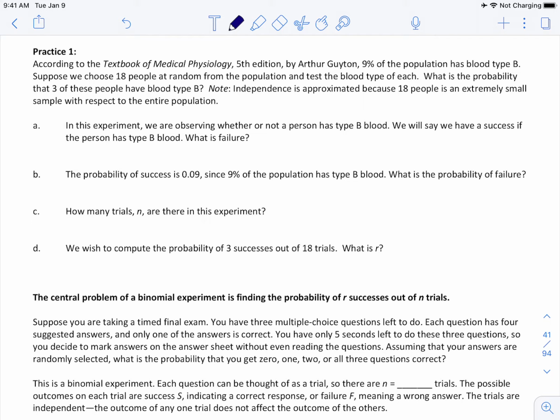So A says, in this experiment, we are observing whether or not a person has type B blood. We will say we have a success if the person has type B blood. What is a failure? A failure is going to be when a person does not have type B blood. The probability of success is 0.09 since 9% of the population has type B blood. What is the probability of failure? Please find this.